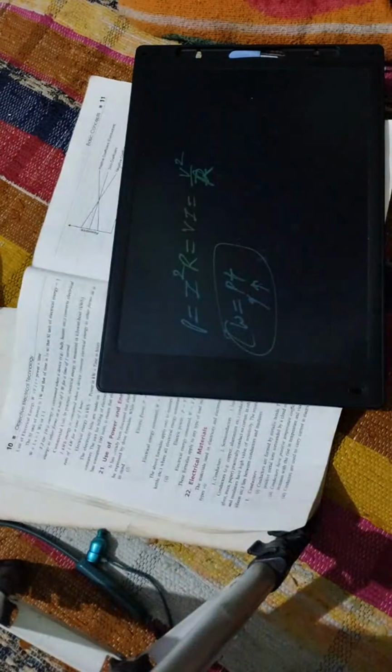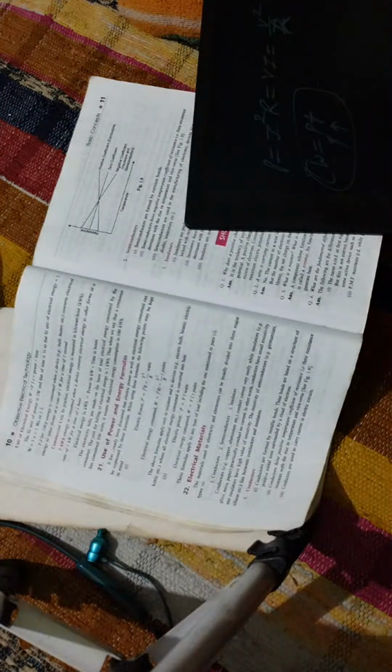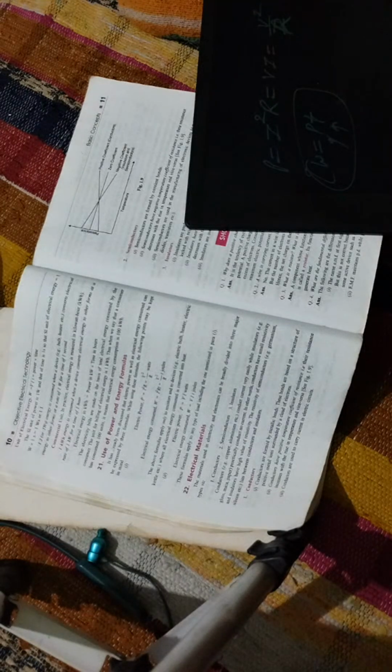Then we will discuss conductors. There are three types of materials: conductors, semiconductors, and insulators. Semiconductors have electrons, but we add some impurities for moving the electrons.